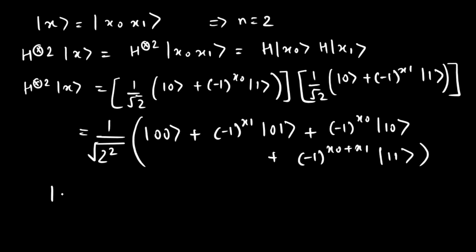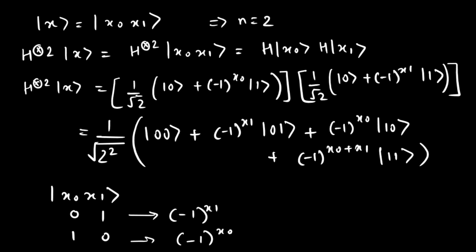Now for the state x0 x1, which could be 0 1 or 1 0: 0 1 implies that this can be written as minus 1 raised to x1, and 1 0 implies that it can be written as minus 1 raised to x0. That means this power of x implies the position of 1 in the qubit state. As you can see, for both the values of 1, we have x0 also and x1 also. For 1 on the first position, we have x0. I hope you are getting this.